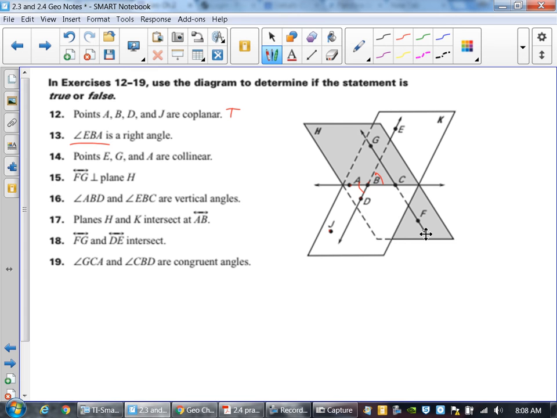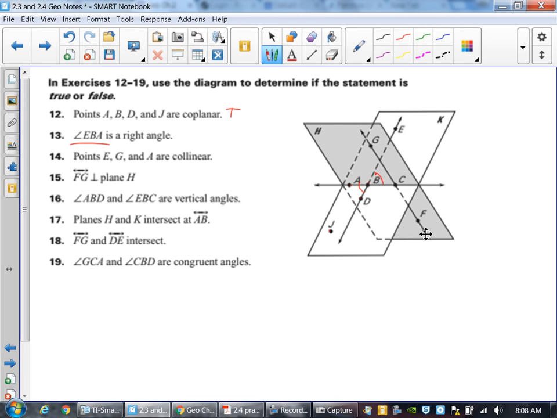Planes H and K intersect at line AB, yes or no? Okay, just line FG and DE intersect. Do FG and DE intersect one another? No, they don't. They're in opposite planes, and they're not going to intersect one another.